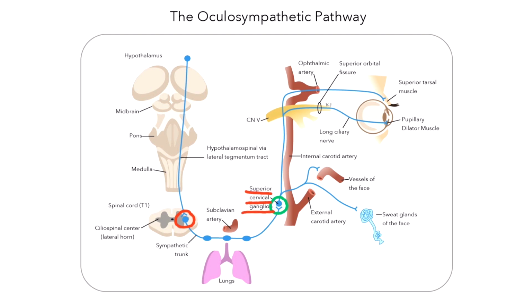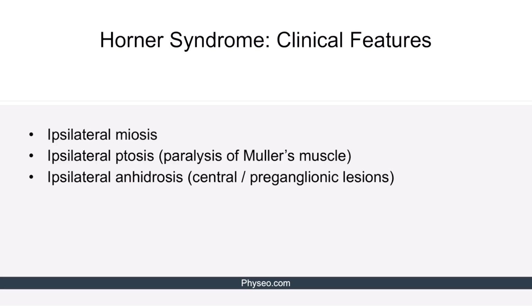For example, Wallenberg syndrome and Pancoast tumor. On the other hand, a postganglionic lesion disrupts the pathway after the superior cervical ganglion. For example, carotid artery dissection and carotid endarterectomy. Horner syndrome has the characteristic triad of ipsilateral miosis, ipsilateral ptosis due to paralysis of Müller's muscle, and ipsilateral anhidrosis.